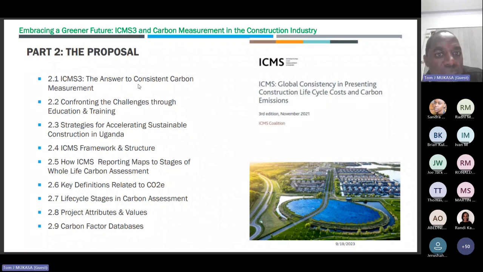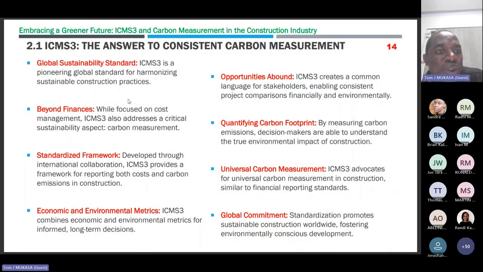So I believe it is an answer that we can all start following as a uniform format. And I also believe that Joe can do a little bit of adaptation on his tool to align it to this standard. And then also we will be able to enjoy his tool as well as follow his standard. So this is what I'm proposing. So what is ICMS 3? It's a global sustainability standard, pioneering global standards for harmonizing sustainable construction practices.